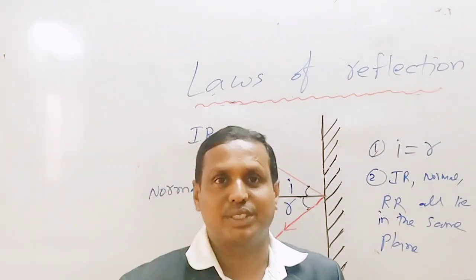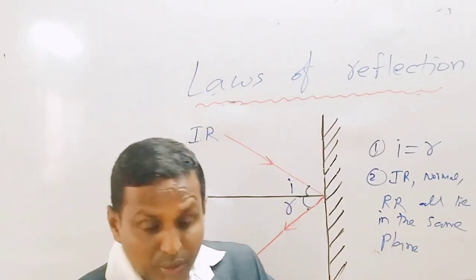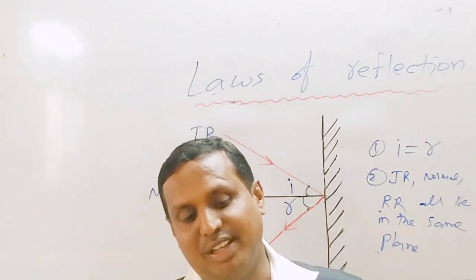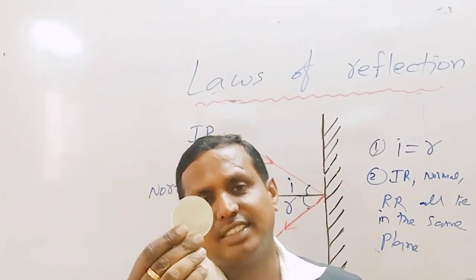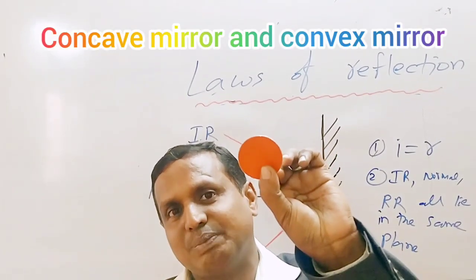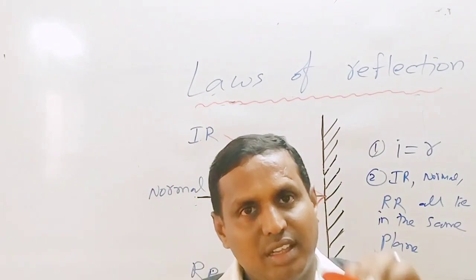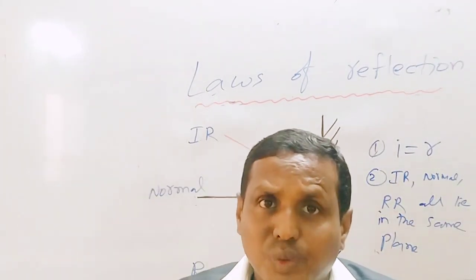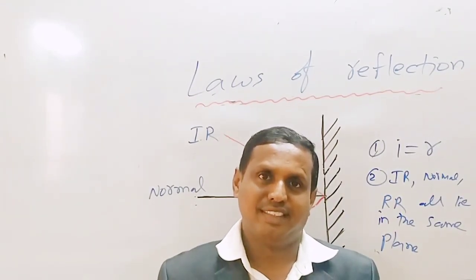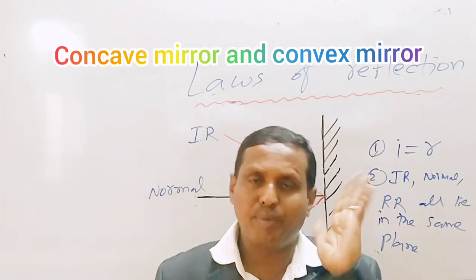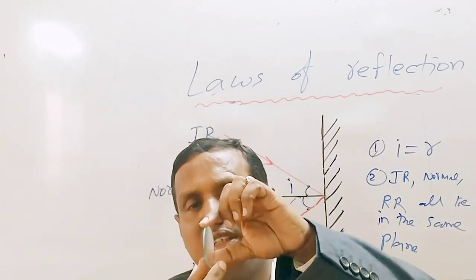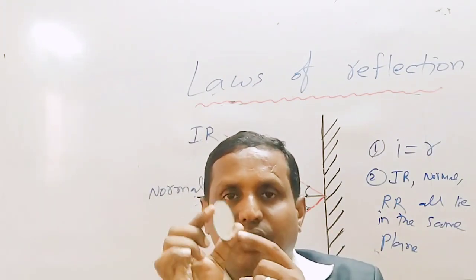Okay, now coming to our syllabus. Actually, this is also important. So coming to the actual 10th class syllabus, we have concave mirror and convex mirror. See here, this is concave mirror and this is convex mirror. Every mirror has two surfaces. In a plane mirror, the two sides are plane, but here they are curved surfaces. So here, this is called concave mirror.